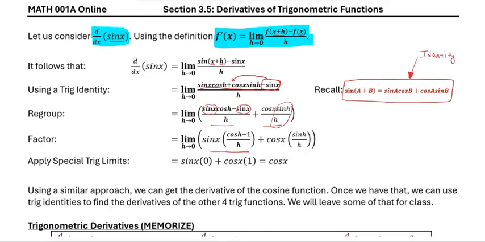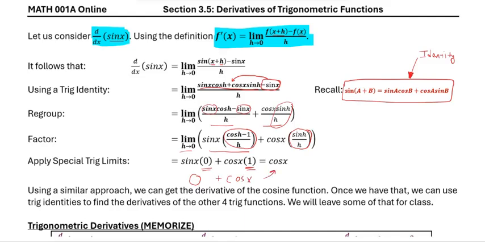Now we have two trig limits from chapter 2. One of them is cosine h minus 1 over h as h goes to 0. This right here will be a 0, so it's sine x times 0, which of course will just be 0. And on the right-hand side, remember that sine h over h as h goes to 0 is 1, so we have cosine x times 1, which is just cosine x. So 0 plus cosine x is cosine x.